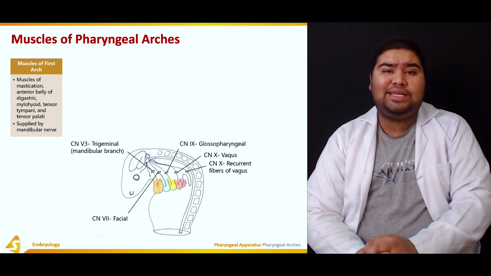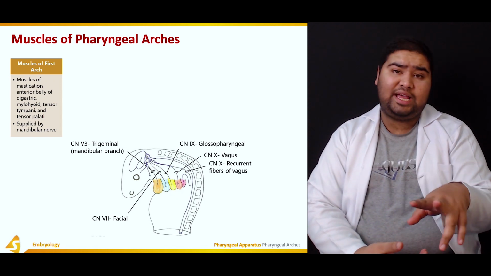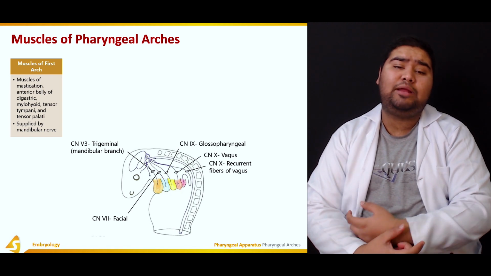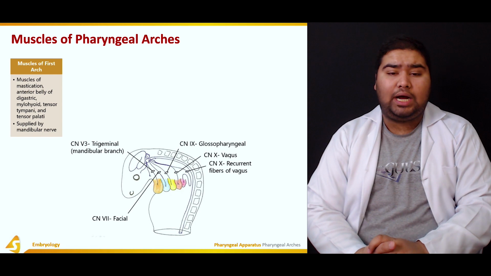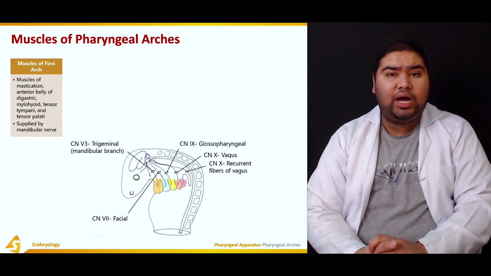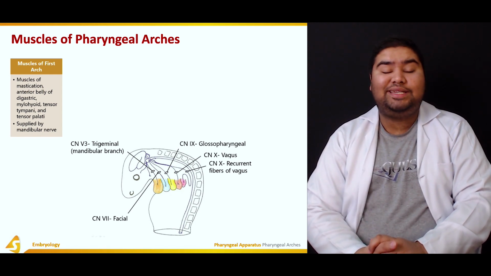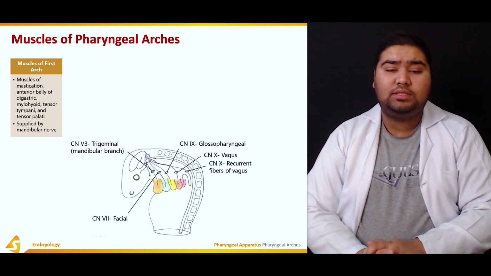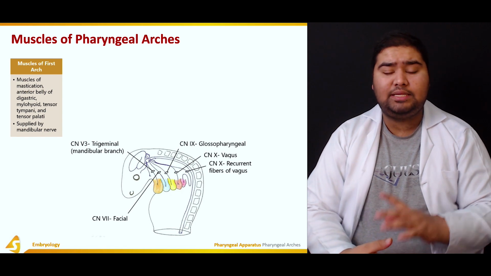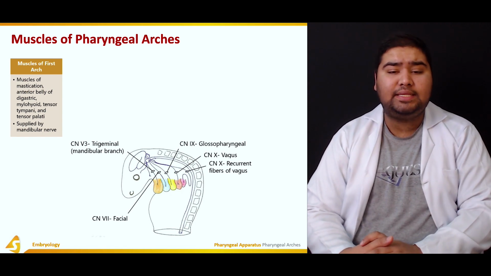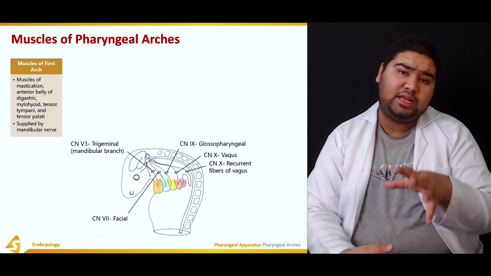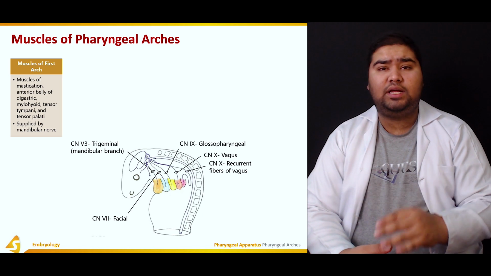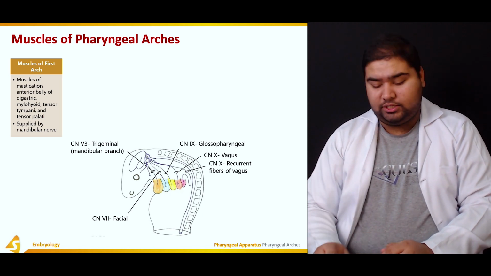Then we have the anterior belly of digastric. The digastric muscle has two bellies, the anterior and posterior. The anterior belly is supplied by the first pharyngeal arch. Then we have the mylohyoid muscle. Then we have the tensor tympani muscle and tensor palatii. These muscles are also supplied by the mandibular nerve. The mandibular nerve is a branch of the trigeminal nerve. Trigeminal nerve is the nerve of the first arch.